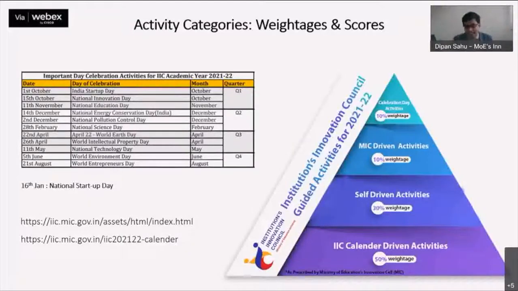The IIC calendar driven activities, almost you all know it. It carries 50% weightage. The self-driven activities carry 30% weightage. Self-driven activities are those activities where the institute organizes these innovation and entrepreneurship activities without guidance or without any support from Ministry of Education or the IIC. And 10% weightage is for the MIC-driven activity.